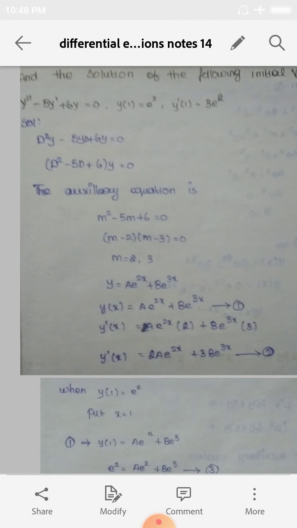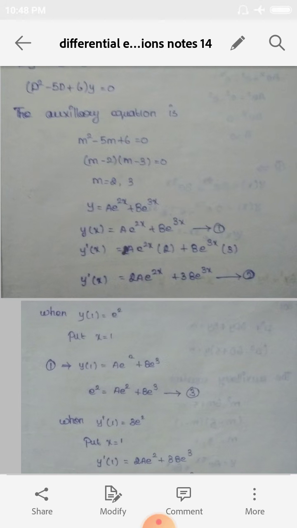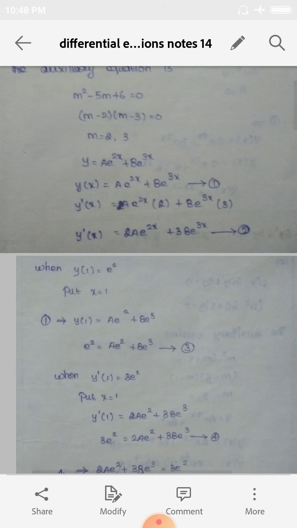So first we have to find the complementary function. The same procedure. First write the given equation as d square y minus 5 d y plus 6y is equal to 0. This is nothing but d square minus 5d plus 6 of y is equal to 0. The auxiliary equation is m square minus 5m plus 6 is equal to 0. Finding the roots, we get m minus 2, m minus 3 is equal to 0. That is m is equal to 2 and m is equal to 3. Here the roots are real and distinct.